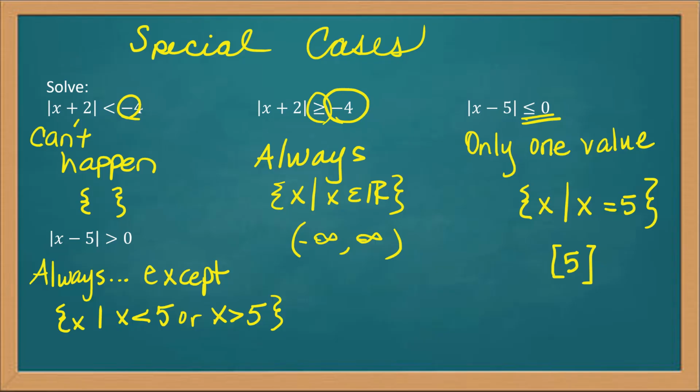Actually, most of the time, you would just write all x such that x is not equal to 5. The interval notation is going to be negative infinity up to 5, union 5 to infinity. That's the only way to really do that in interval notation. You're just showing that you're not including 5.